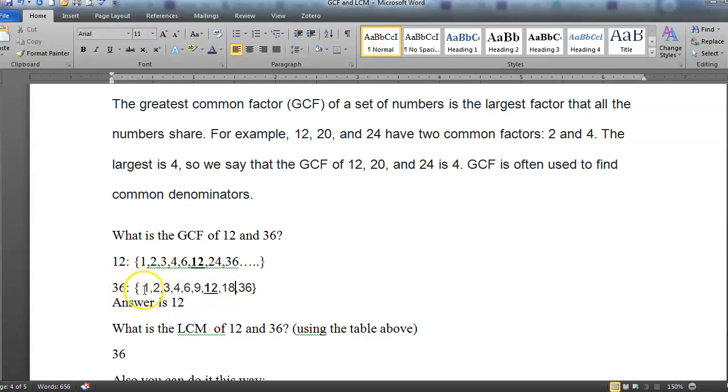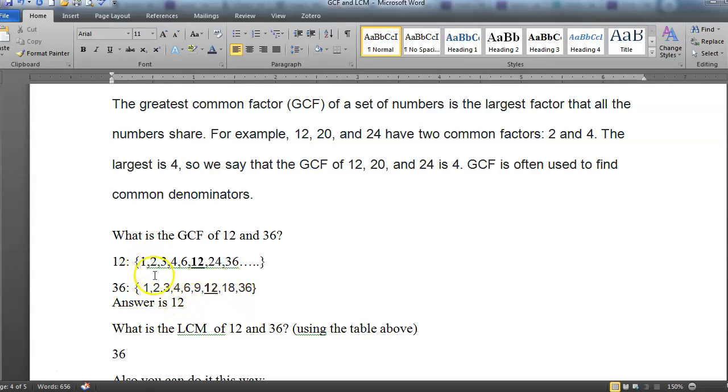I did the same thing with 36. And again, these are the numbers that if you divide them into 36, you would come up with a whole number. So 2 times 18, I believe, gives you 36. 3 times 12 gives you 36. 4 times 9 gives you 36. 6 times 6 gives you 36, and so forth.